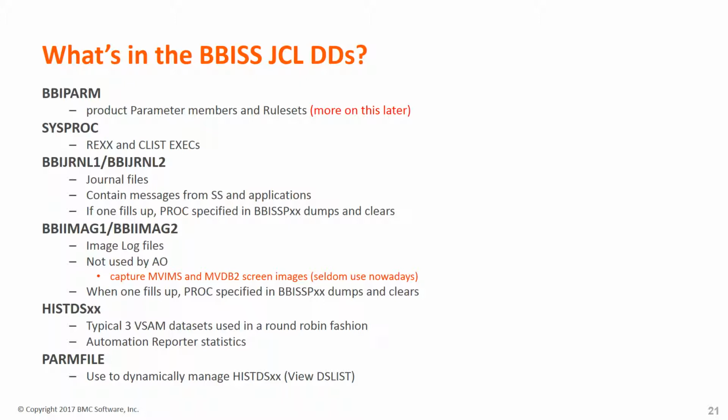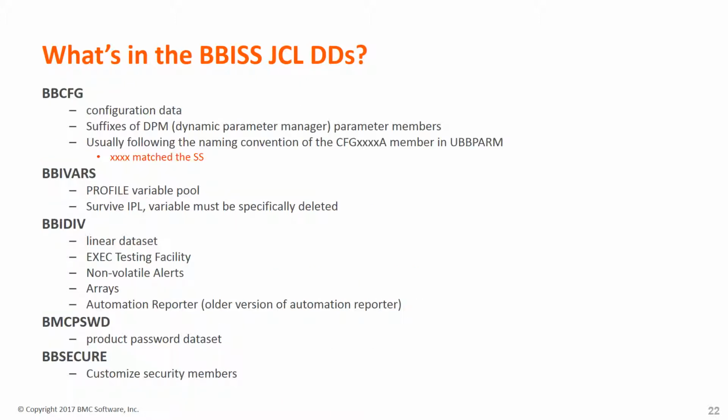The PARM file is used to dynamically manage your history data sets. BBCFG contains your configuration data, and that will point you to the suffix members for all of your different PARM members that you reference in BBI PARM. BBI vars is your profile variable pool. Those variables will survive IPLs unless you explicitly delete them.